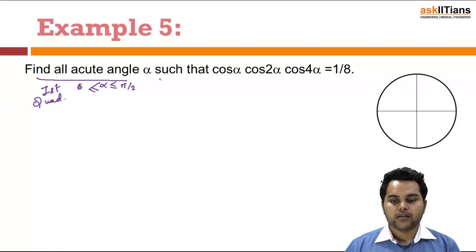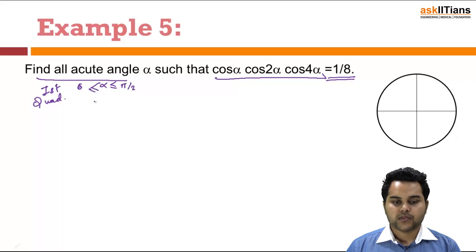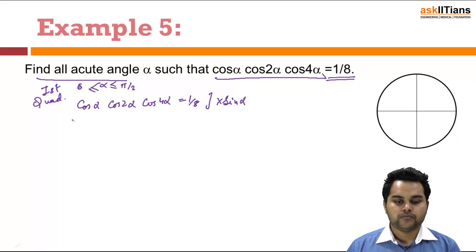So I have to find the acute angle alpha such that cos alpha, cos 2 alpha, cos 4 alpha is equal to 1 by 8. Now let's figure out how we can proceed with this question. I just rewrite the equation that I am given. That is cos alpha, cos 2 alpha, cos 4 alpha is equal to 1 by 8. I'll multiply sin alpha on both the sides. Reason being, you'll just get to know.